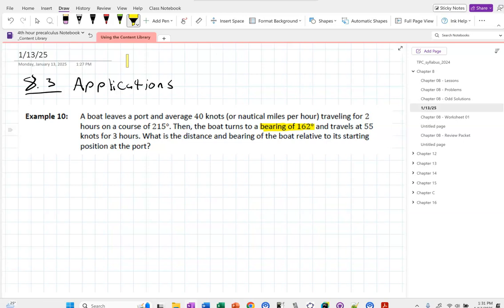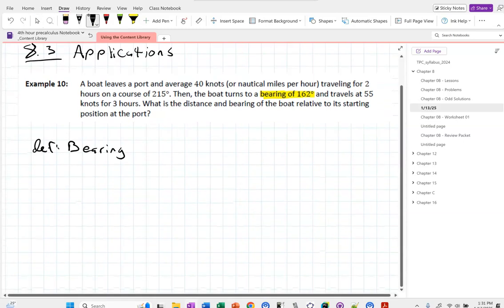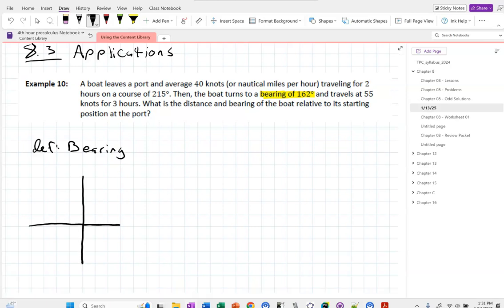It's describing an angle as a bearing. Notice that that's not a standard position angle, that's a bearing. So let's first start by defining what we mean by a bearing and then how to convert a bearing into a standard position angle. Okie dokie. When I describe a bearing, these are all going to be relative to the cardinal directions, like the compass rose. So bearings always start at due north and they rotate clockwise.